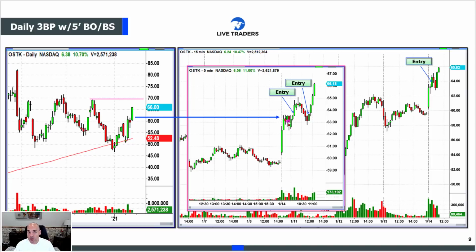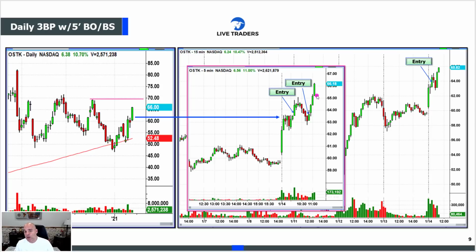So what's your risk exposure? $250. If it stops out at 62, you'll lose $1 on 250 shares, and that's $250. But you already made 1,000. So worst you're going to do is make 750. But what if it goes to 70?